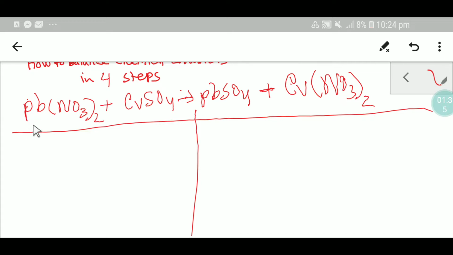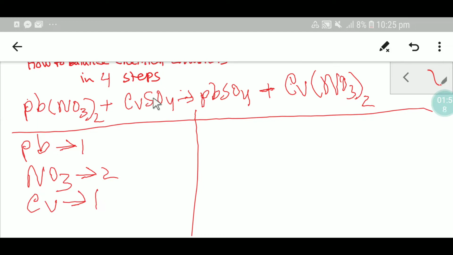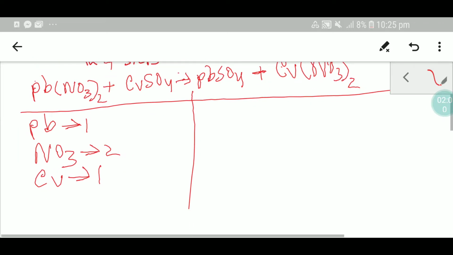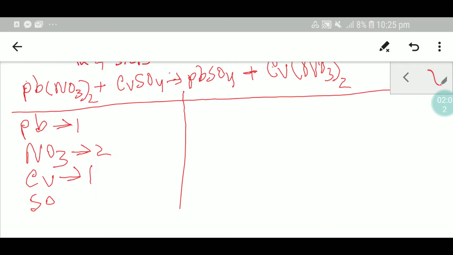calculate the atoms. So here we have just one lead. So I have to write here, and then I have to write here. We have here NO3 2, that is 2 nitrate, NO3, which is 2, and here we have 1 copper. So let me write here 1 copper, and here we have 1 sulfate polyatomic ion, SO4, that is 1.